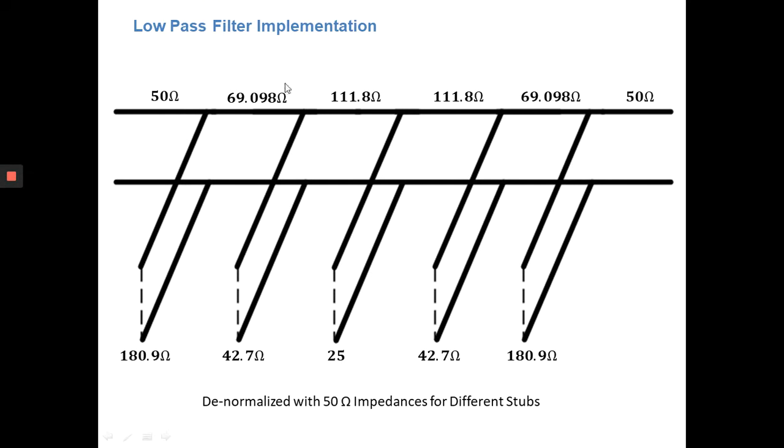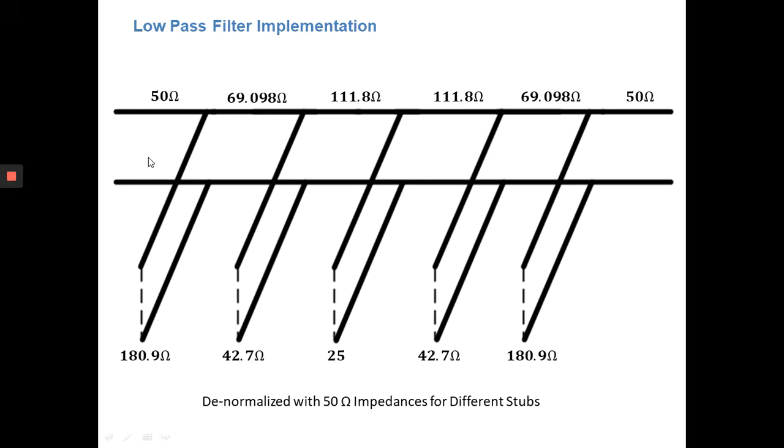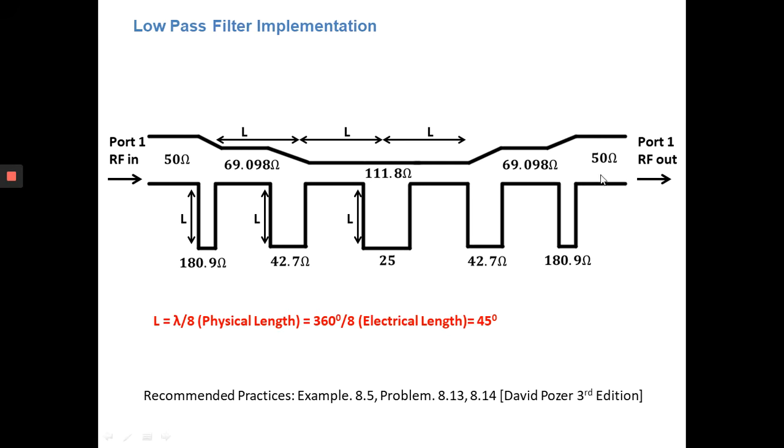If we illustrate this in a proper way, it will become something like this. This is our 50 ohm line here, and this is a 50 ohm line. Now the 180 ohm will, of course, be a very thin line. Then this one and this one and this one. The 42 ohm line is much thicker, and the 25 ohm line is much thicker, and so forth.